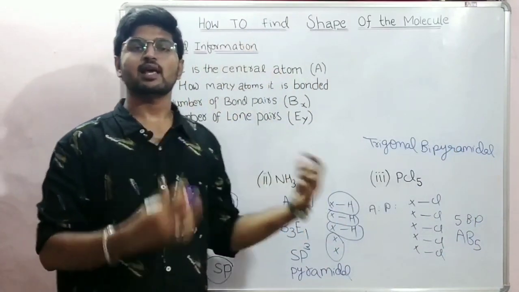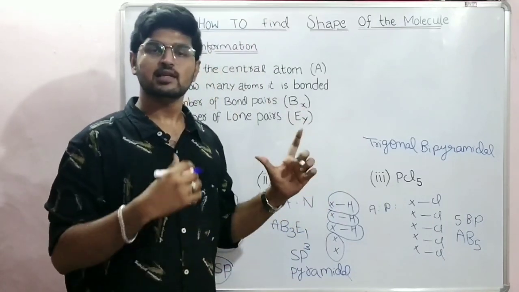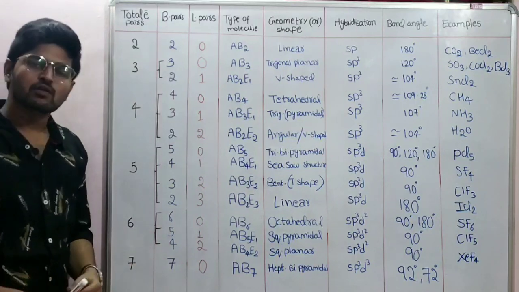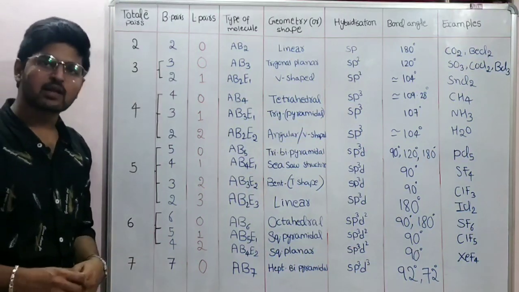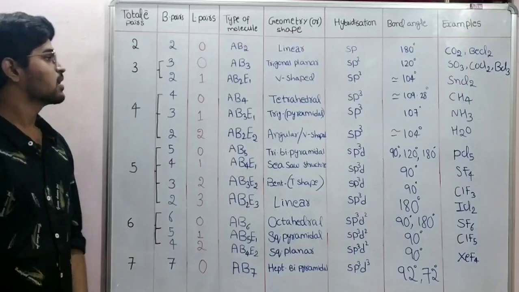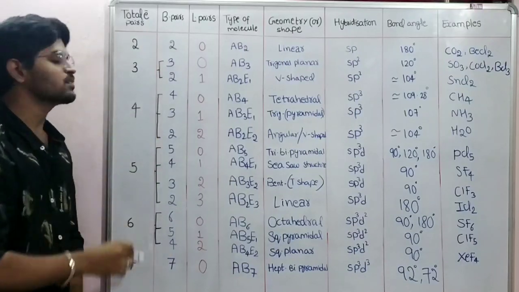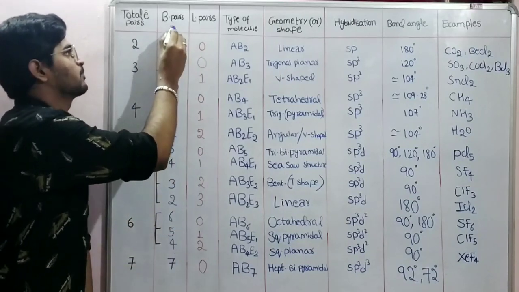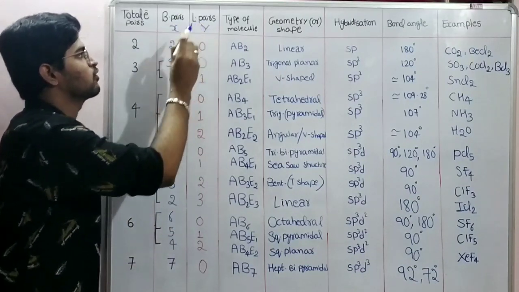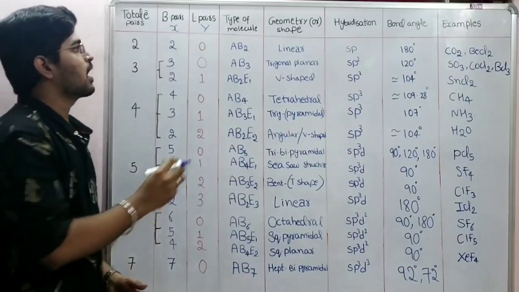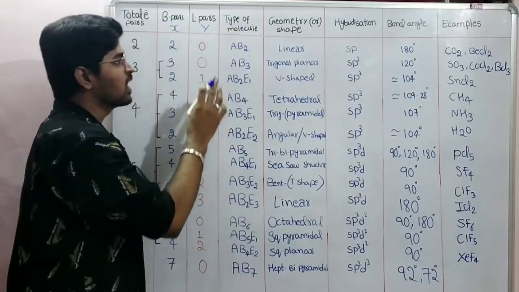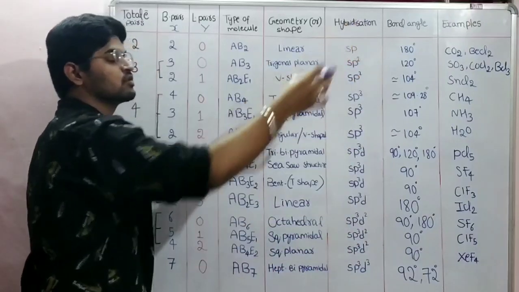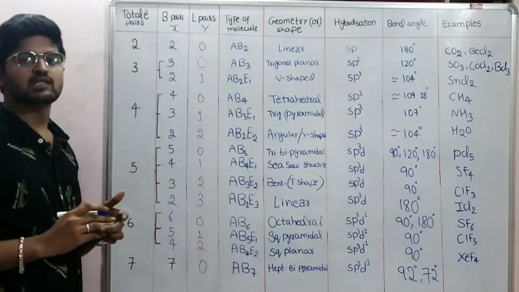How the shapes are found will be explained in the next slide. This table summarizes how to find the shapes, the geometry, the hybridization and the bond angles. Here see, these are the total electron pairs present. Bond pairs, that is the number of bond pairs, those are X, and lone pairs, the number of lone pairs, those are Y, and the type of molecule, that is the formula, the shape of the molecule, hybridization, bond angle, and the examples of the following geometries are mentioned here.